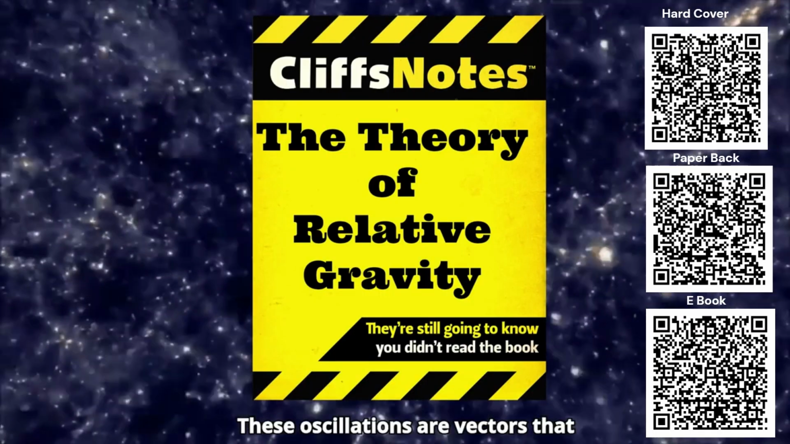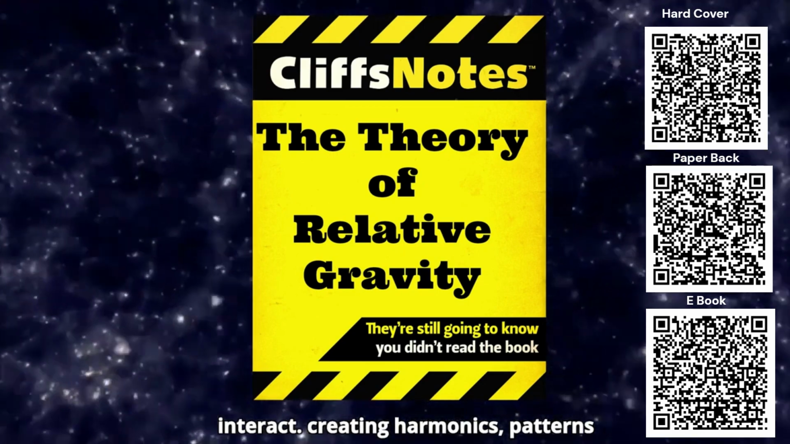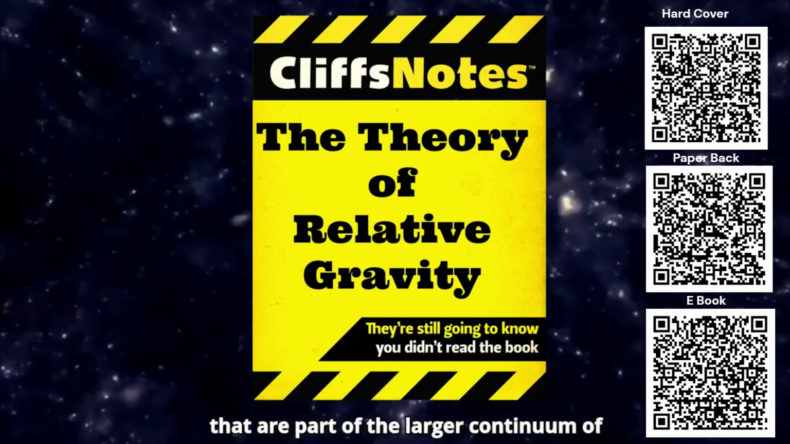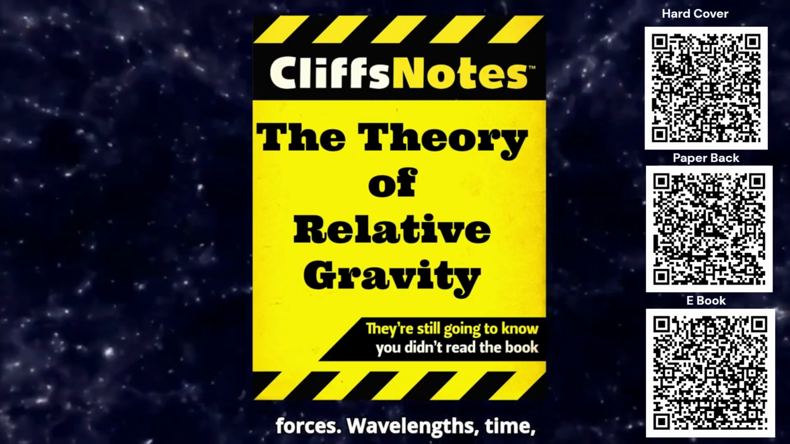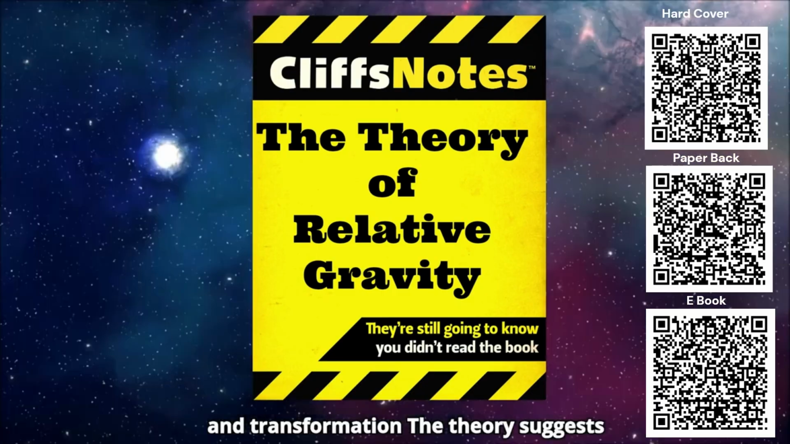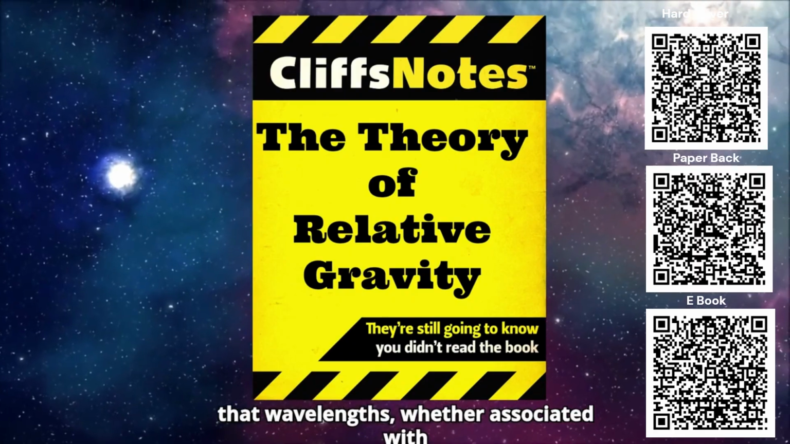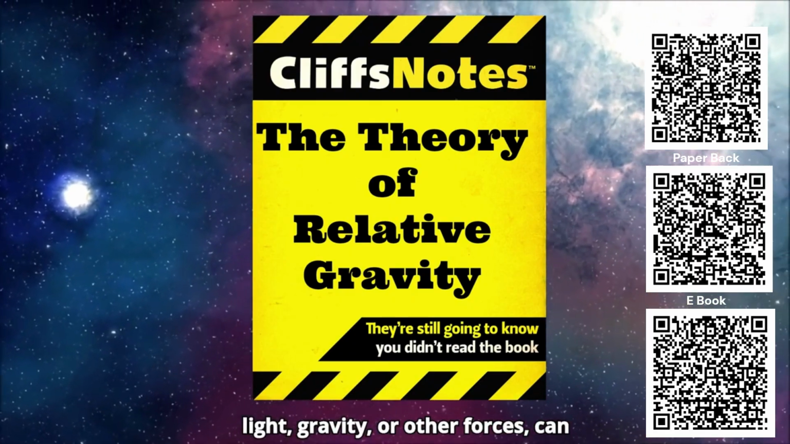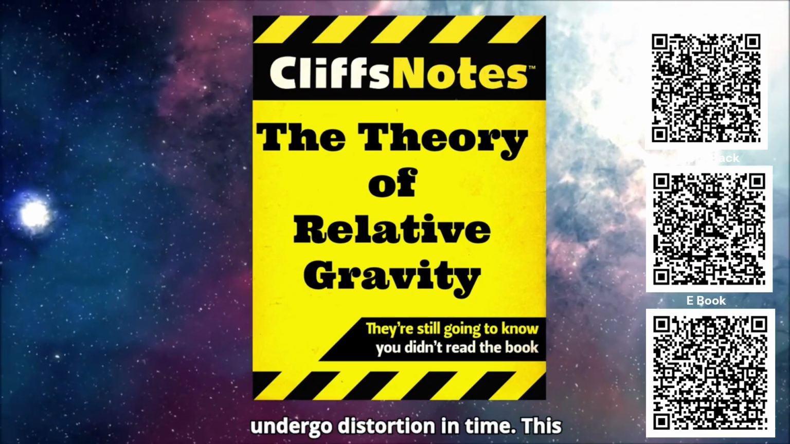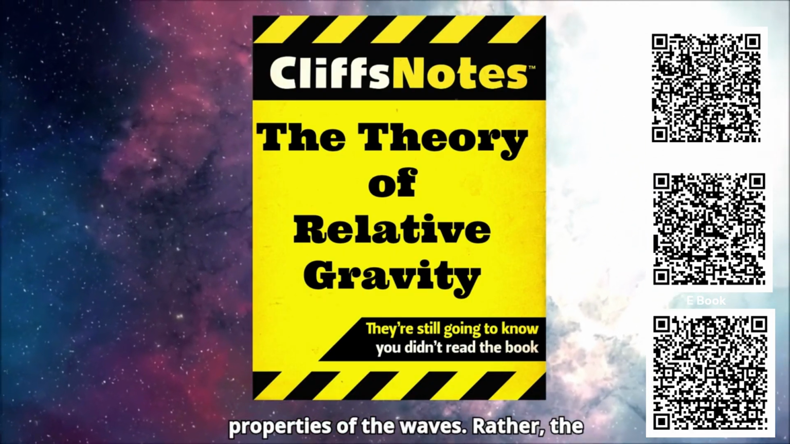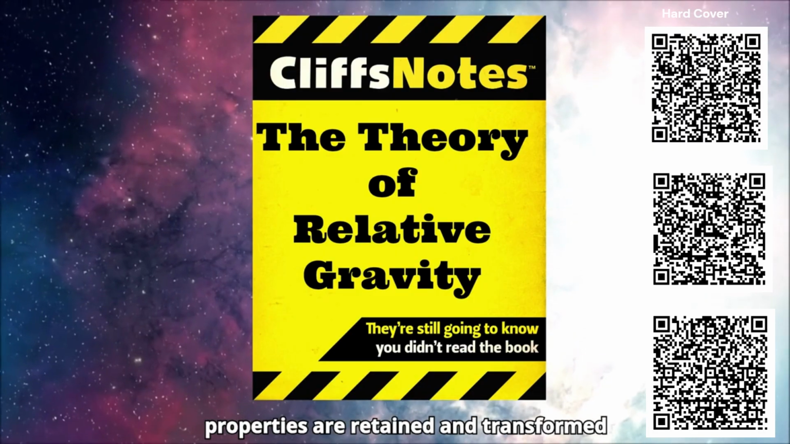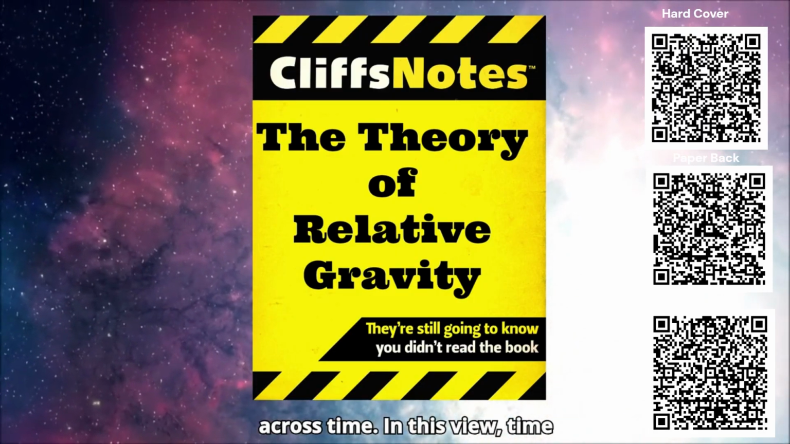These oscillations are vectors that interact, creating harmonics, patterns that are part of the larger continuum of forces. Wavelengths, time, and transformation. The theory suggests that wavelengths, whether associated with light, gravity, or other forces, can undergo distortion in time. This distortion does not erase the inherent properties of the waves. Rather, the properties are retained and transformed across time.